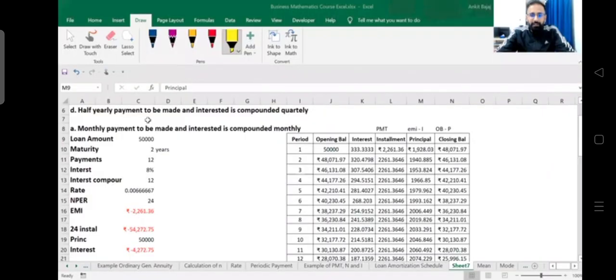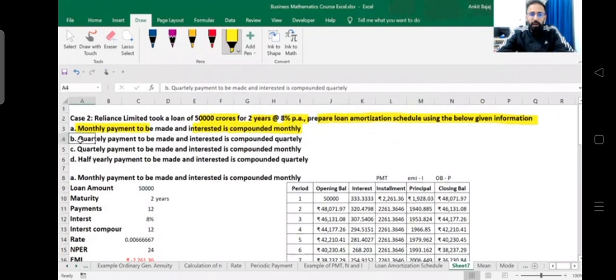In the previous lecture, we took the example of Reliance Limited and learned how Reliance Limited will prepare its loan amortization schedule. So we will continue the example and solve case B. We have done part A, so quickly we will read the question and solve part B.